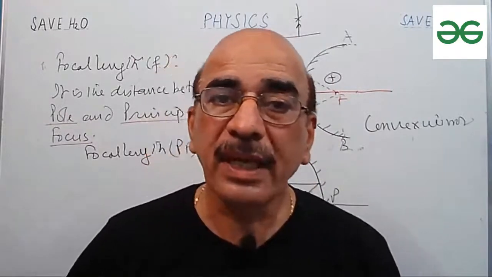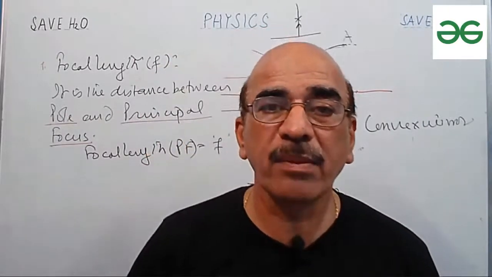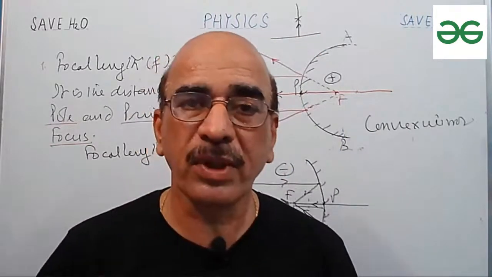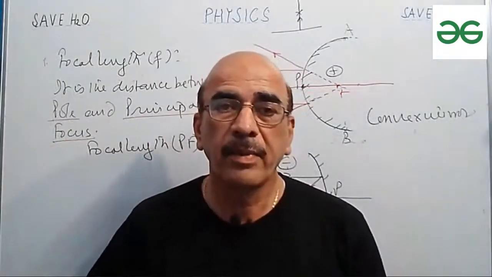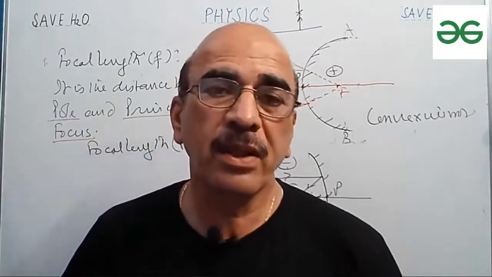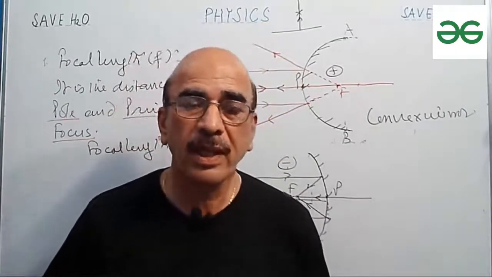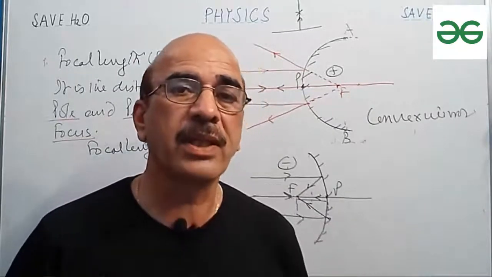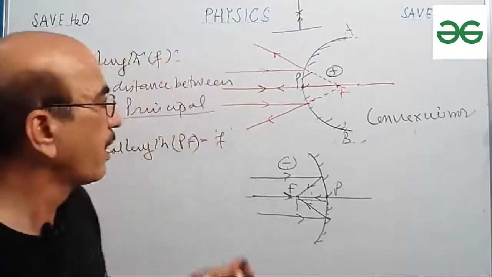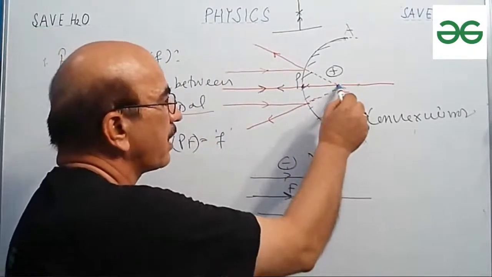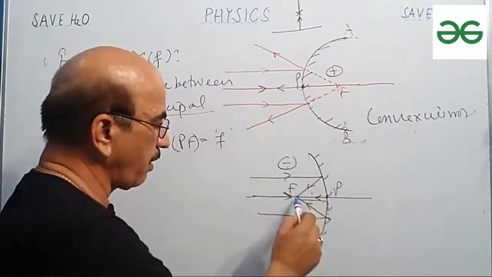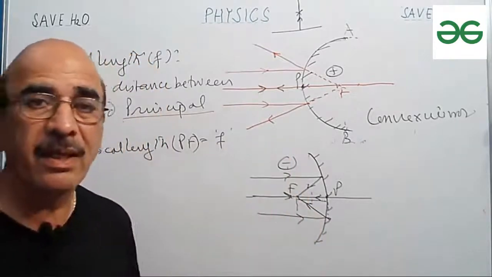After this, we will see the relation between the radius of curvature and the focal length, and after that we will give you some questions. Now, before starting the relation between radius of curvature and focal length, I should like to ask two questions to all of you, and I'm sure all of you will be able to give answers. Here the focus in a convex mirror is behind the mirror, and in a concave mirror the focus is in front of the mirror, right?